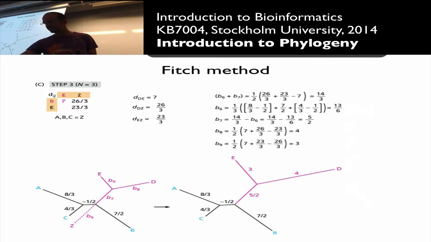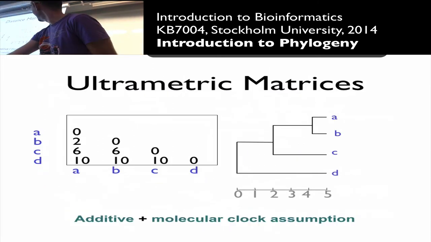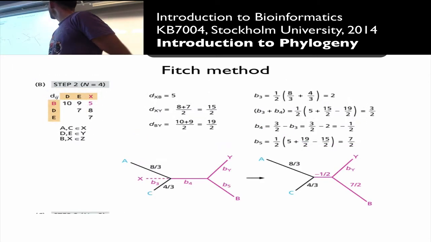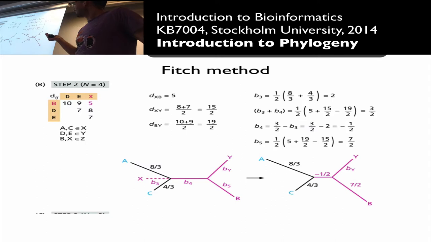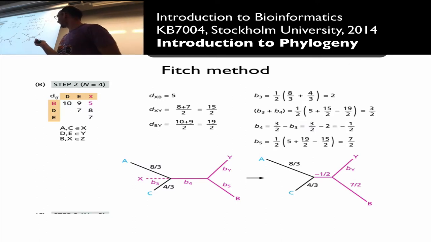Yes. What does a negative number mean in this case? Yeah, a good question. See how I got this negative number. You want to estimate this B4 here. For some reason, you have the distance here. It's just the distance measure. It doesn't really mean anything. It shouldn't be negative, but it is.